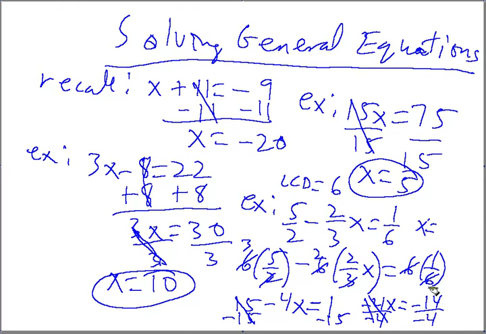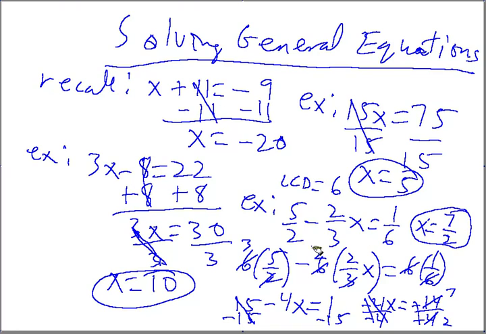So x is equal to 14 over 4. The negatives divide out to be positive. And 2 goes into 14 7 times, and into 4 twice. So therefore, x is equal to 7 halves as our solution for this problem.